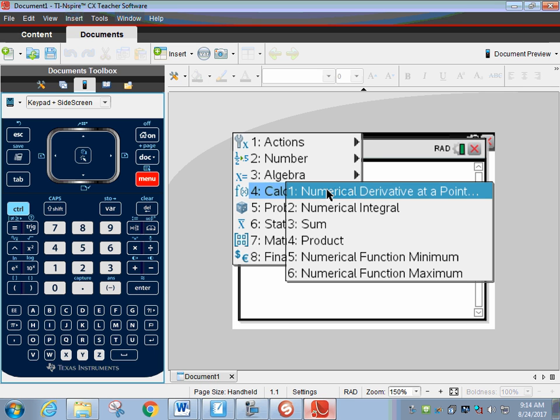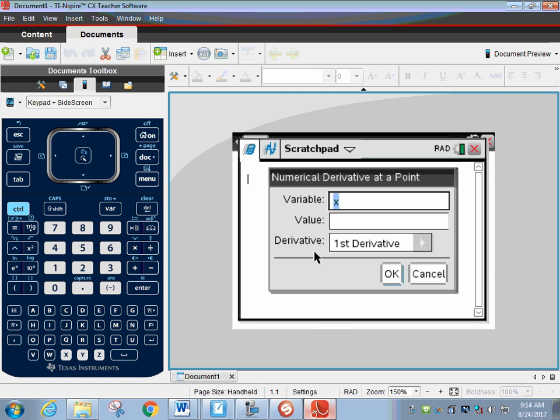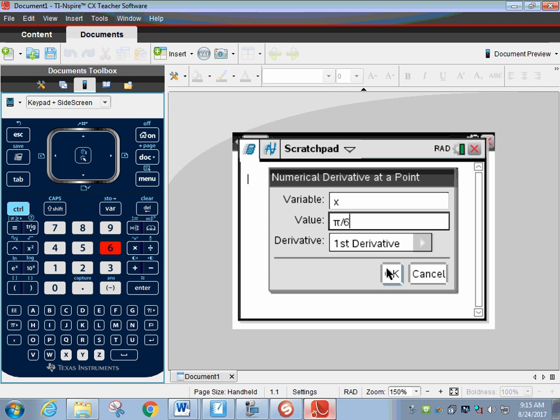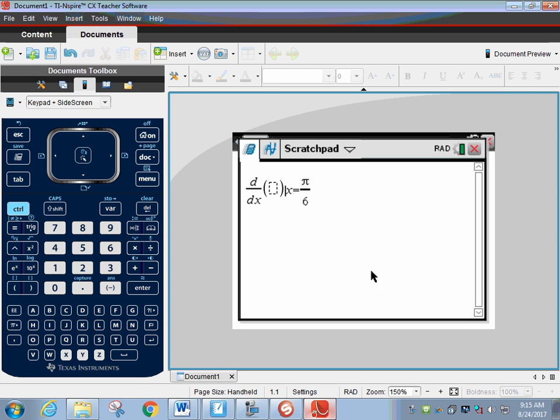So choose that option. And the variable is x in this case, so you're all good. In our problem, x is the value. At what value do I want the derivative? Pi over 6. Okay, so give me a pi divided by 6. First derivative, you can take second, third derivatives. We'll talk about that later. Just hit OK. Now, it pastes this into your scratch pad or home screen.